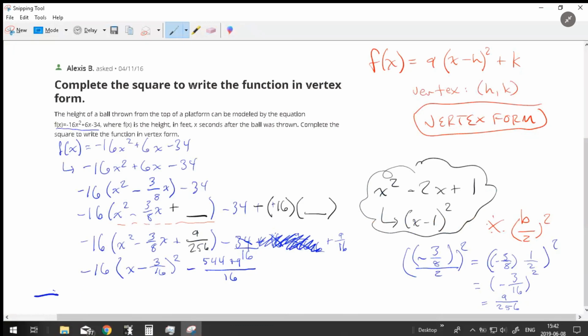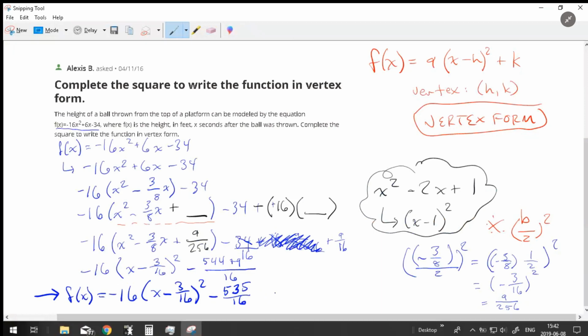f of x equals negative 16 times x minus 3/16 squared. And then how do I need to simplify this? So 544 plus 9 is going to be, that's a negative 544, by the way, so that's going to be negative 535. Negative 535 over 16. Wow, crazy. And would not have been easy to intuit in any way, but this is it.